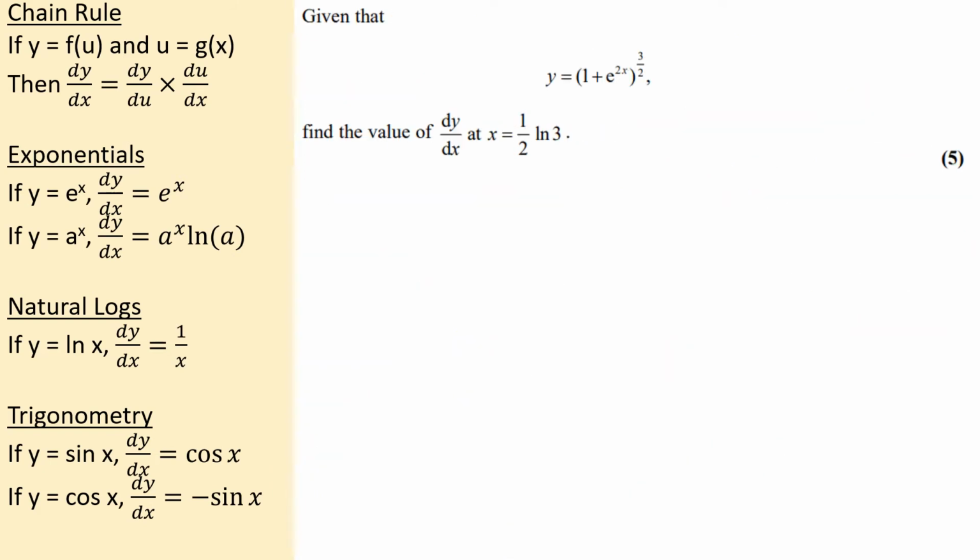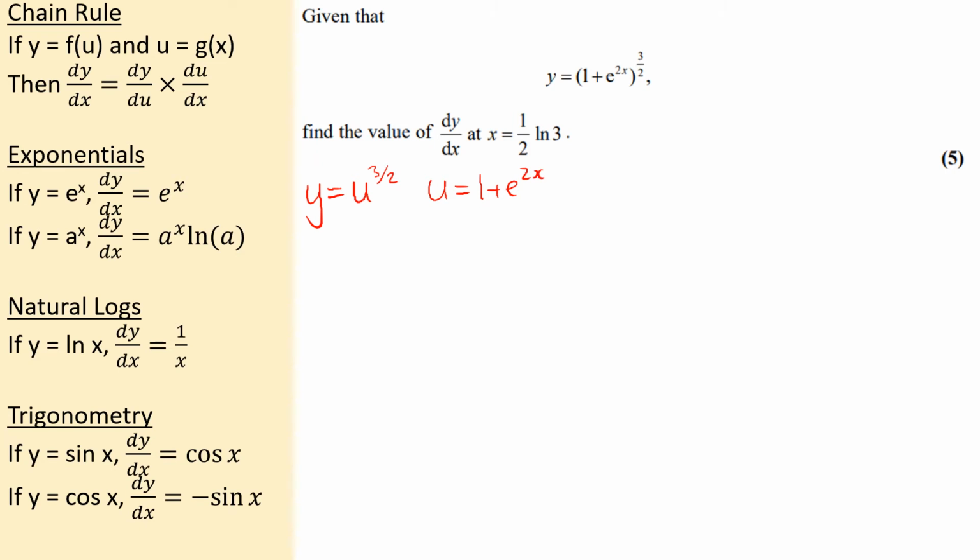Okay, let's have a look at a slightly more complicated one then. We've got y is equal to this horrible nonsense to the power of 3 over 2. We need to essentially substitute this x value into our dy/dx. So let's go through. Our first thing is saying, well, y equals u to the power of 3 over 2, and u equals 1 plus e to the 2x.